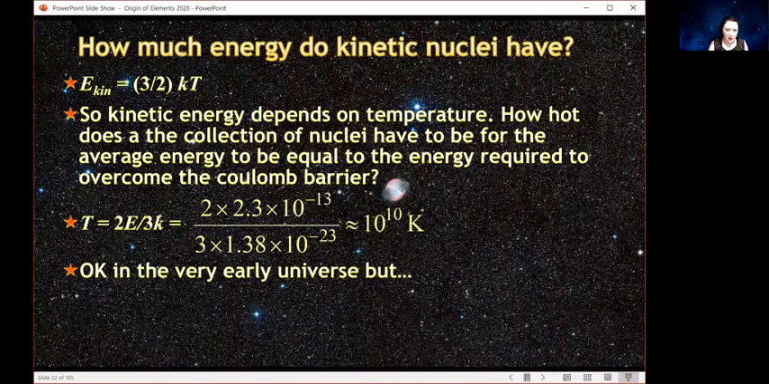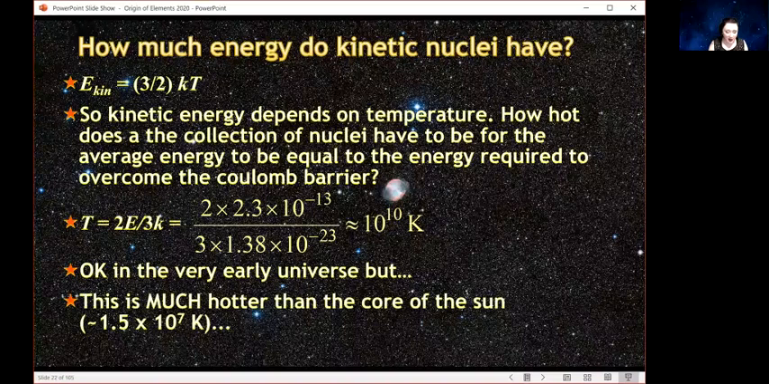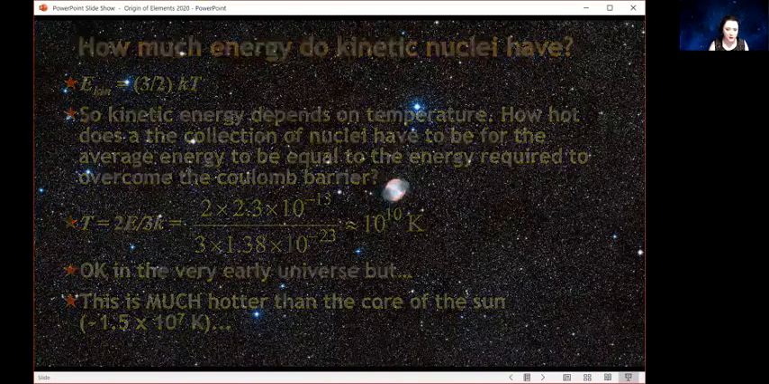This works in that very early universe when everything's very hot and dense, but it spreads out very fast. And even the core of the sun is not this hot. The core of the sun is only about 15 million Kelvin. And that's where it's doing some of this fusion. We'll come back to that in a future video.